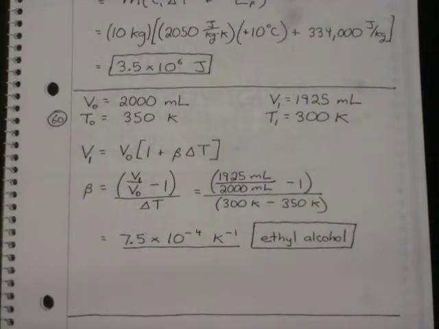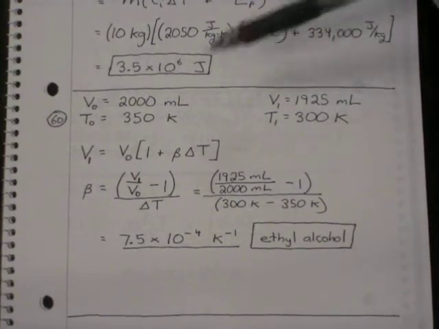Number 60. Number 60 takes a 2,000 milliliter cylinder filled with liquid at 350 Kelvin. When the liquid is cooled to 300 Kelvin, the cylinder is full to only the 1925 milliliter mark. Use table 17.2 to identify the liquid. So pretty neat experiment here. We can judge, taking a change in temperature, judge the change in volume and figure out what this liquid is.